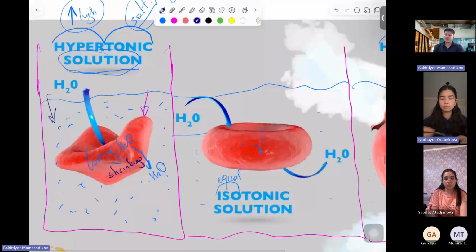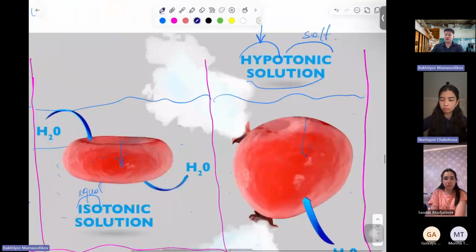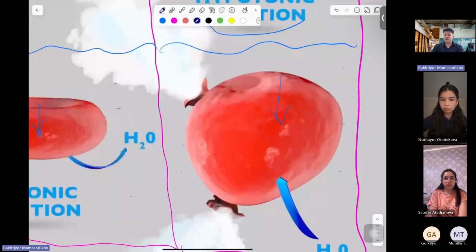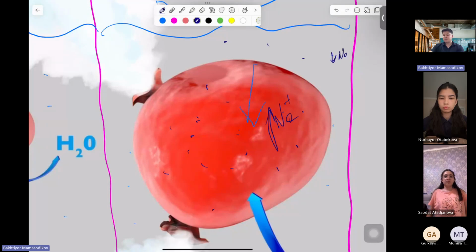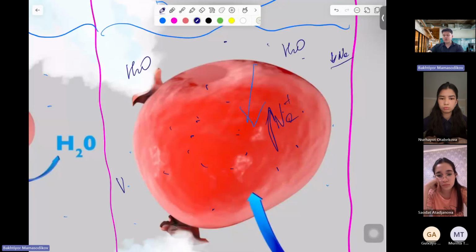So in the hypertonic solution, imagine we have less salt molecules outside, compared to the inside, where we have a high sodium amount. And a lot of water molecules around. So these water molecules are going to go where the salt is a lot, where the sodium is a lot.